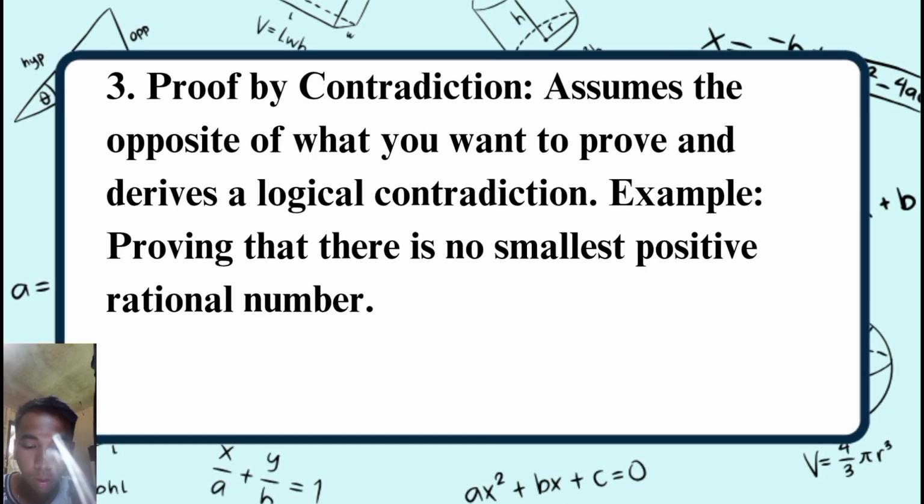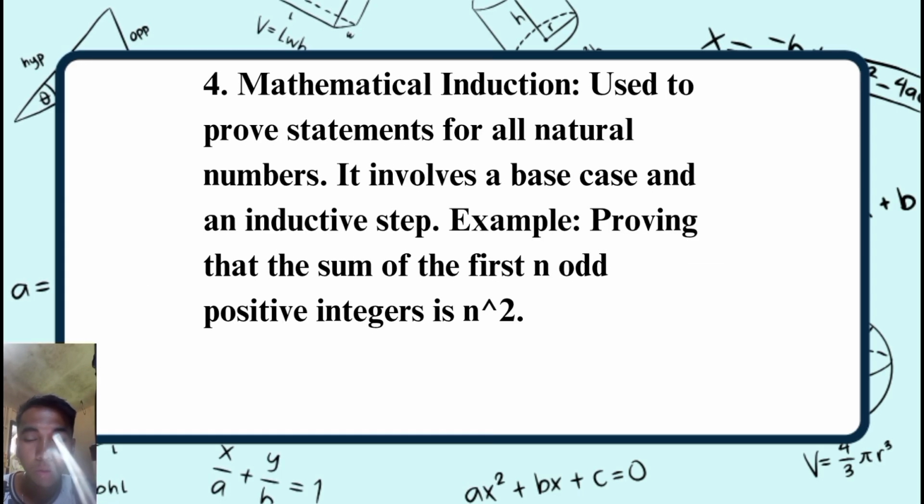Number 3. Proof by contradiction assumes the opposite of what you want to prove and derives a logical contradiction. Example, proving that there is no smallest positive rational number. Number 4. Mathematical induction. Used to prove statements for all natural numbers. It involves a base case and an inductive step. Example, proving the sum of the first n odd positive integers is n².